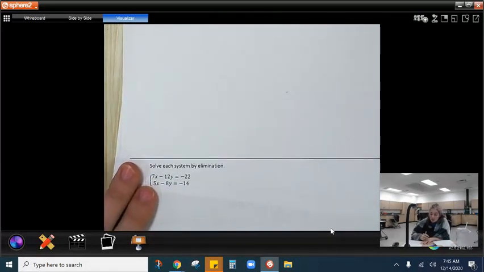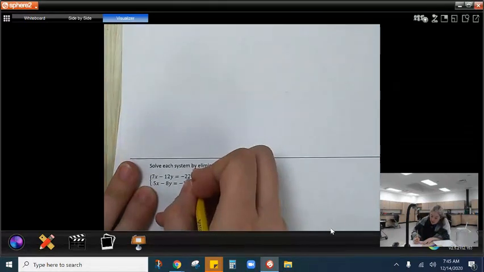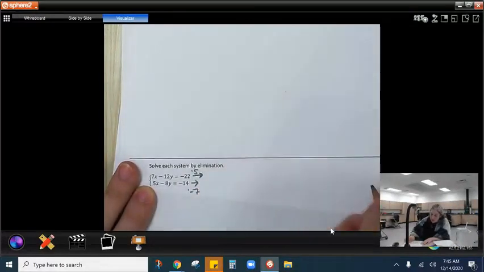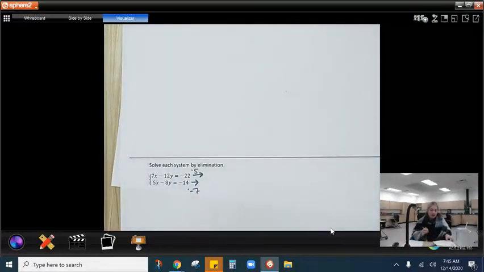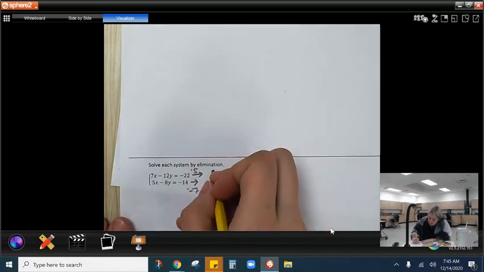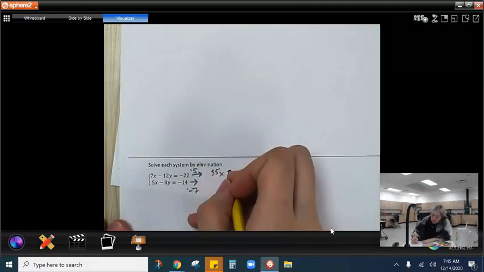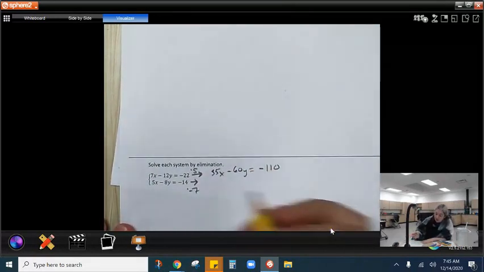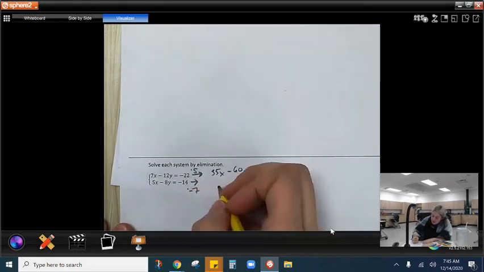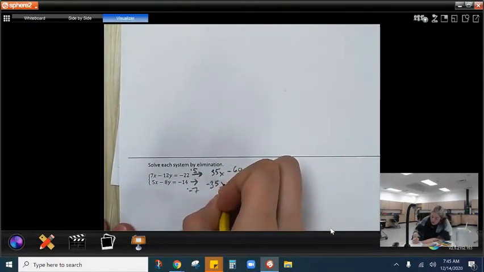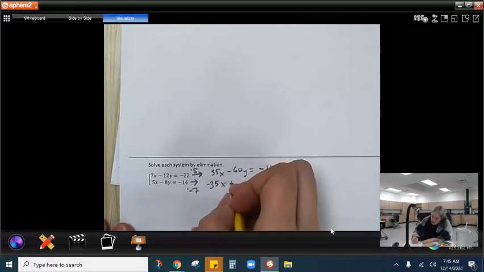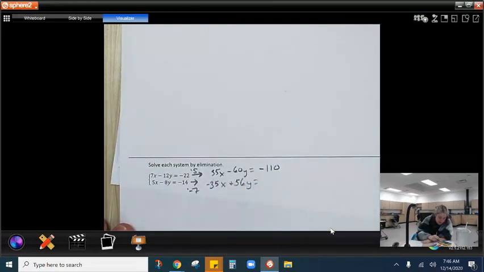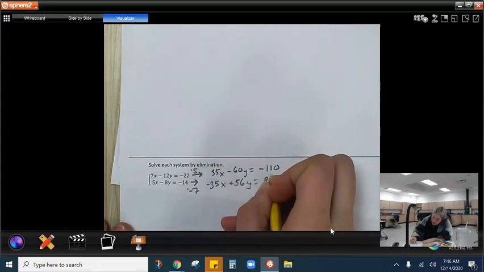I prefer the x's because they're primes. So I can take my top one here and multiply it by 5. And I can take the bottom one here and multiply it by negative 7, for example. In that case, we would get things like 35x minus 60y is equal to negative 110. And then negative 7 times 35 is negative 35x. Negative 7 times negative 8 is a positive 56y. And then negative 14 times negative 7 is positive 98.